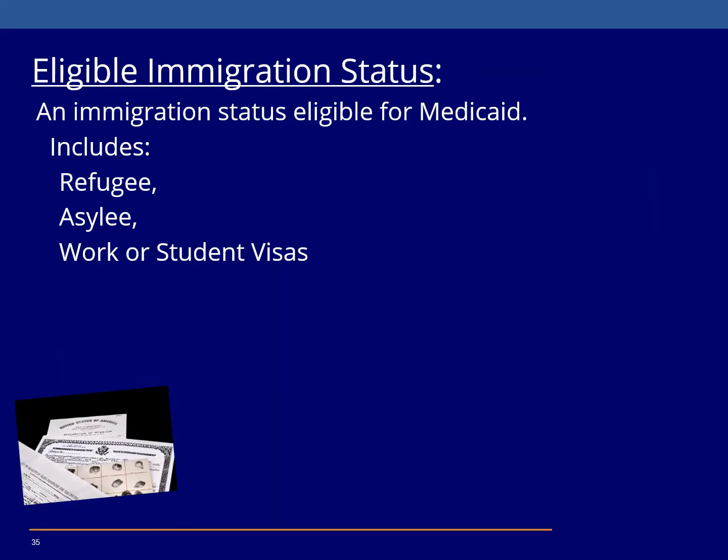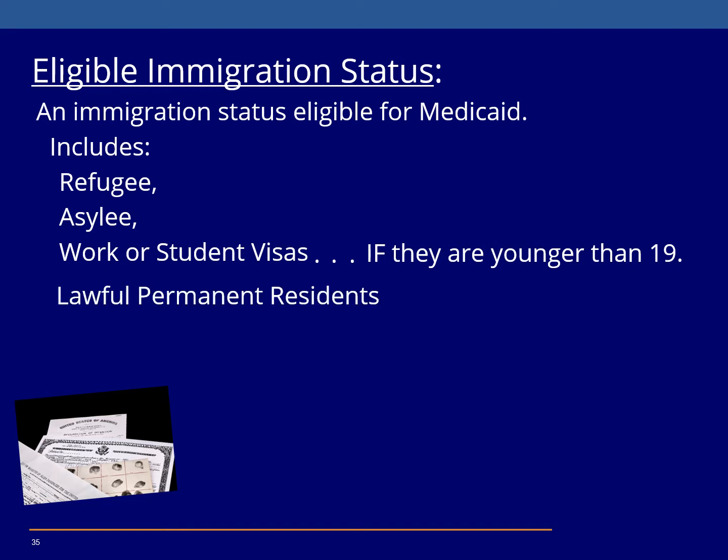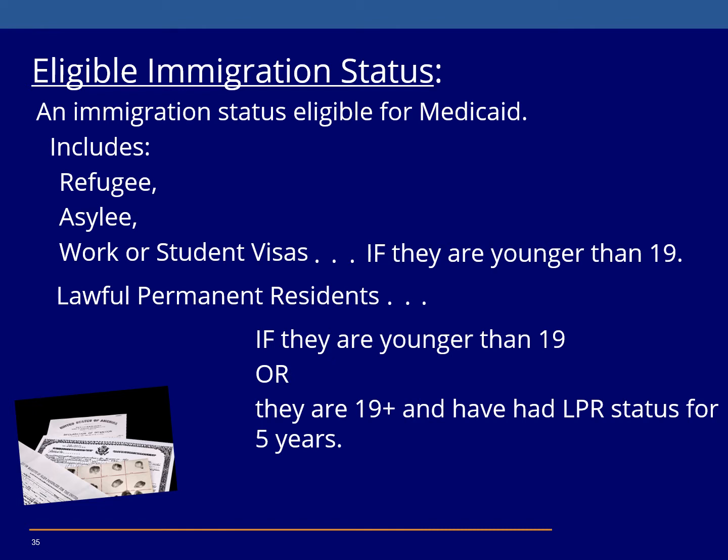Then we come to eligible immigration status, which means an immigration status that is eligible for Medicaid. This includes refugees and asylees, and folks with work or student visas if they are younger than 19, and folks with lawful permanent resident status if they are younger than 19, or 19 or older and have had LPR status for 5 or more years.